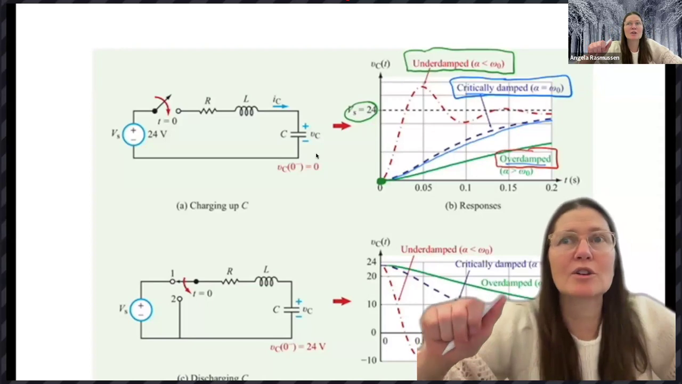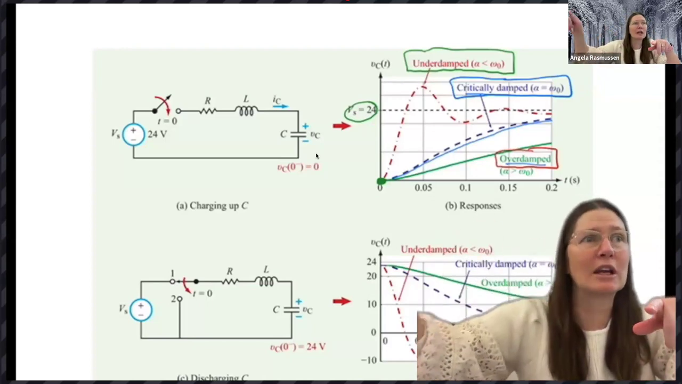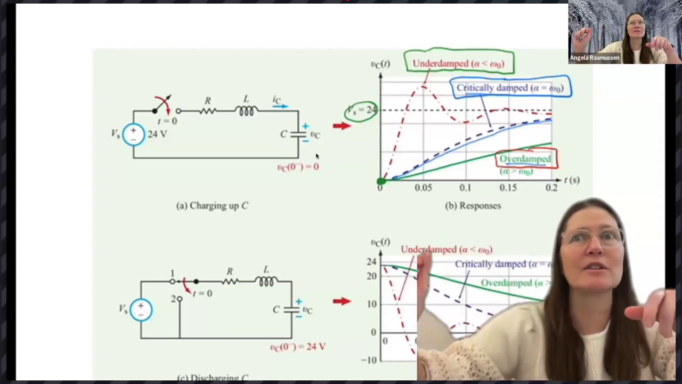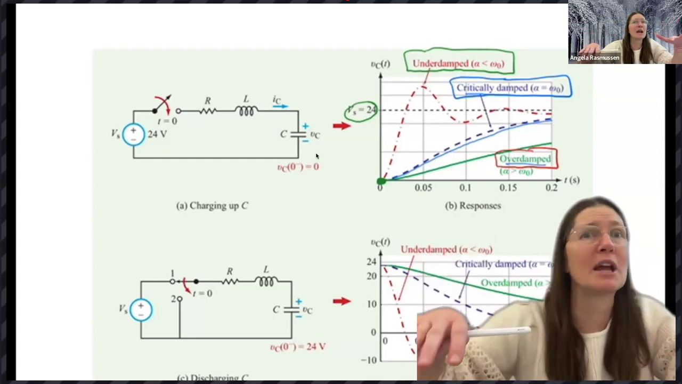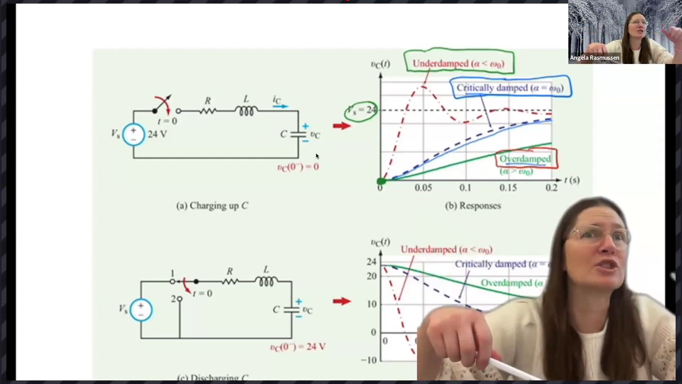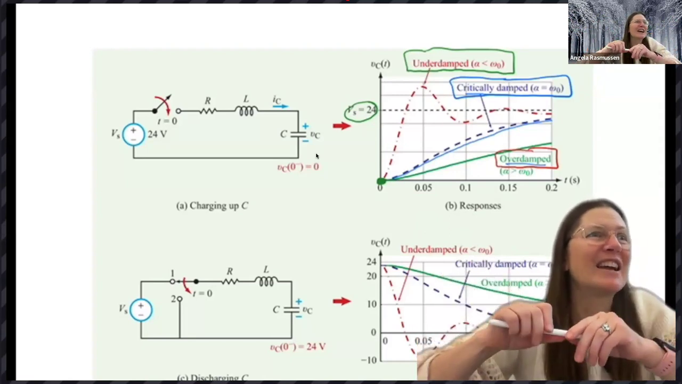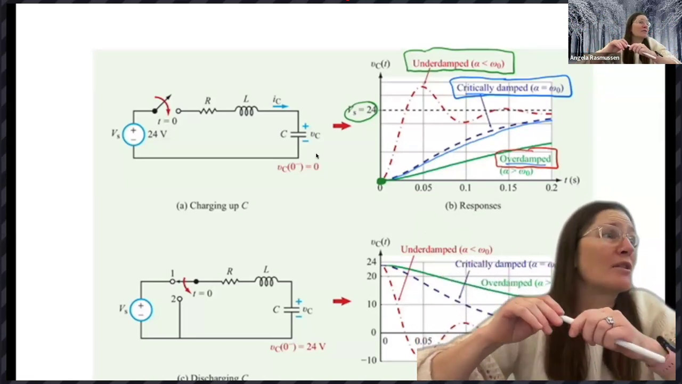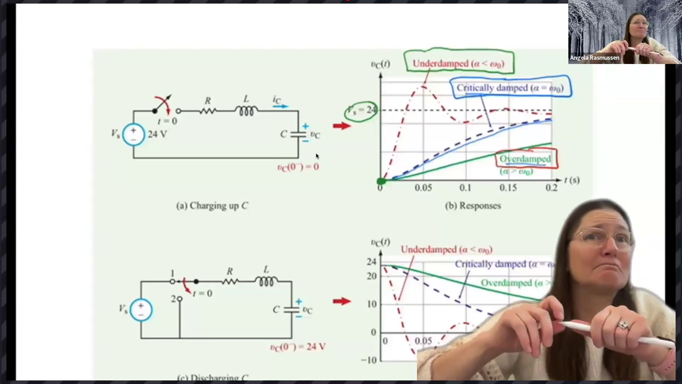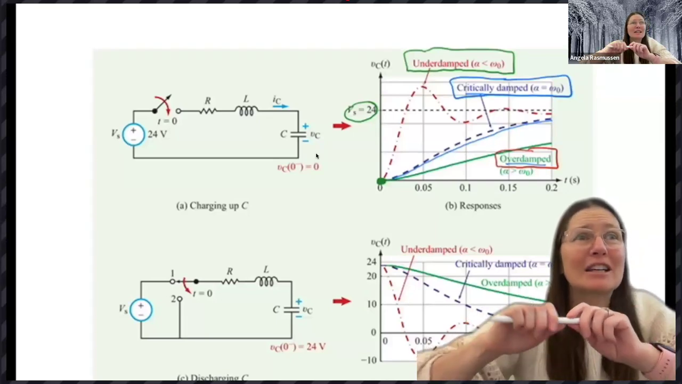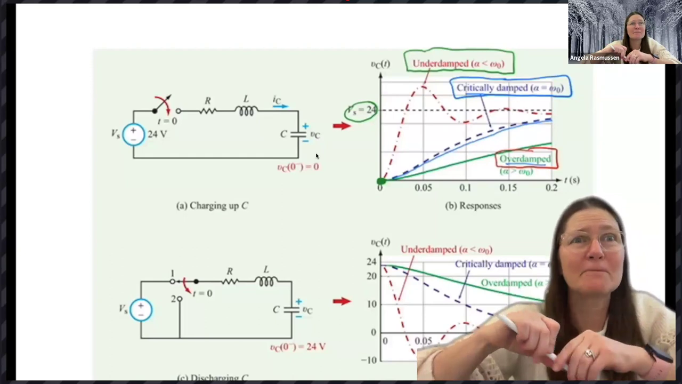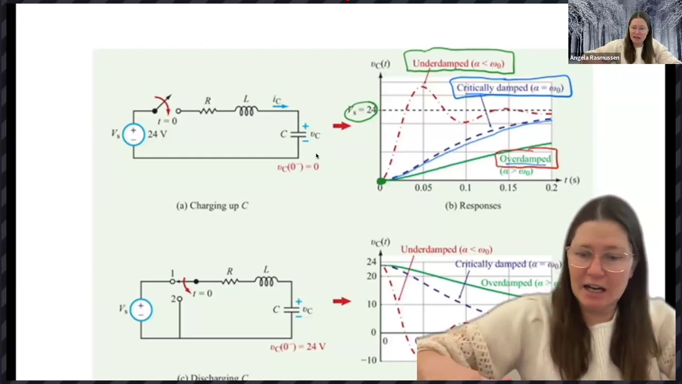Overdamped is where you want to make sure you're slowly getting up there so it doesn't affect any other things in your circuit. So all of it is application based, depending on what you want to achieve in the end. You want to be aware of each one and what it's good and bad for. Does that make sense? Okay. All right.